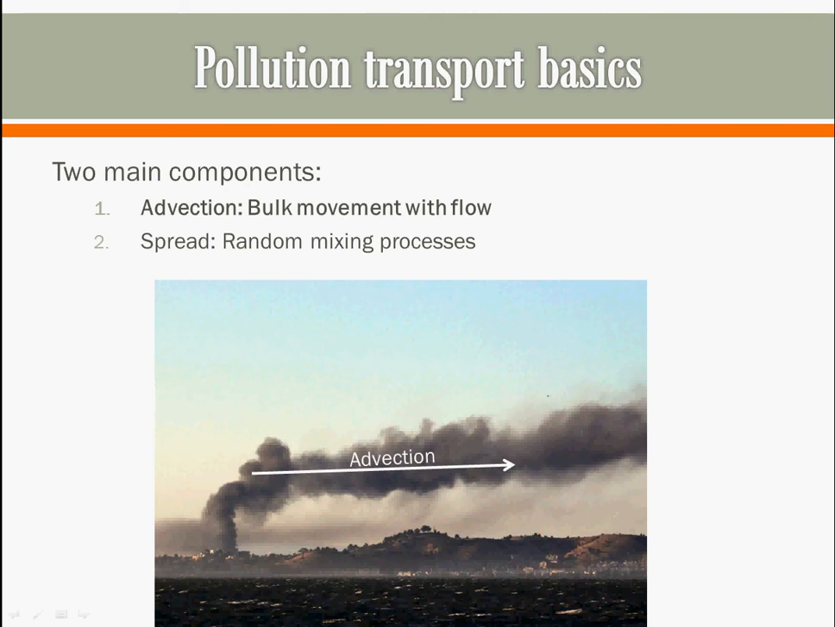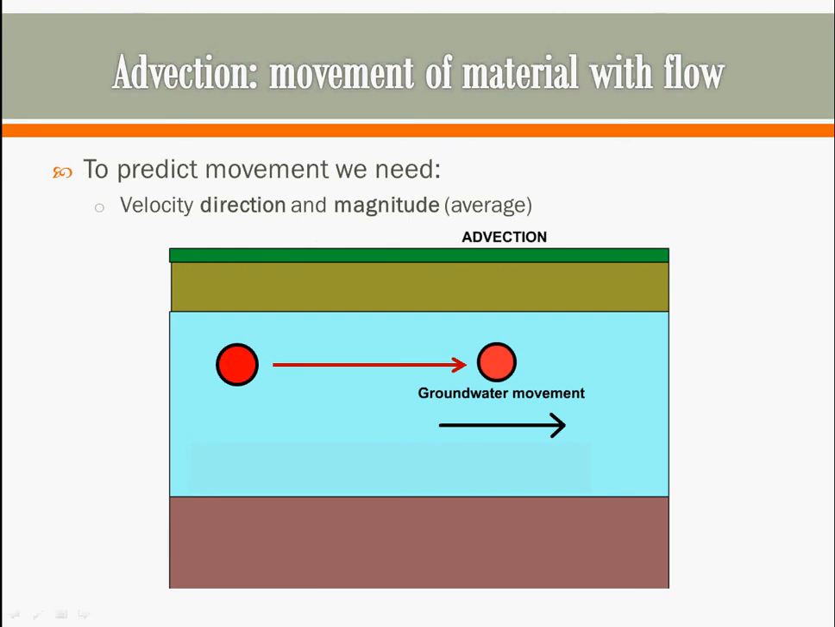Okay, so here we're going to talk about just advection, and then I'm going to leave the spread and random mixing processes until class. So to predict advection, that is movement with flow, whether it's in a stream, in the groundwater, or air, we need velocity and direction. So what direction is the water or the air moving, and then how quickly is it doing that?